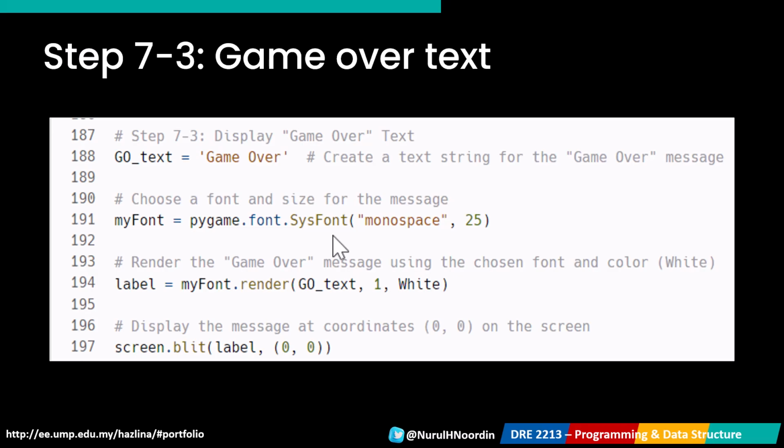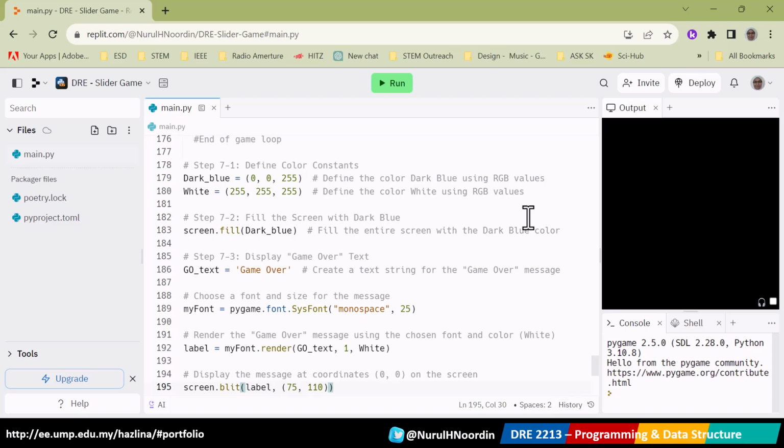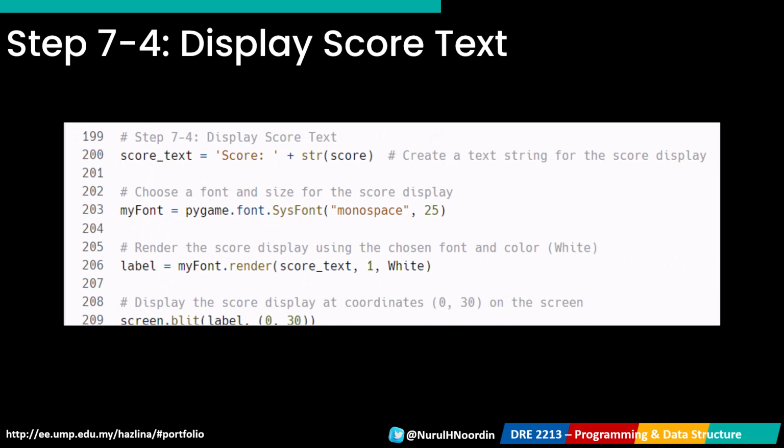In step 7.3, we display the game over text on the screen. It's a simple text, yet a powerful way to acknowledge the player's effort and signal the conclusion of the game. But we don't stop there. Step 7.4 is where we recognize the player's achievement.